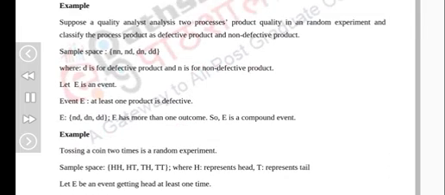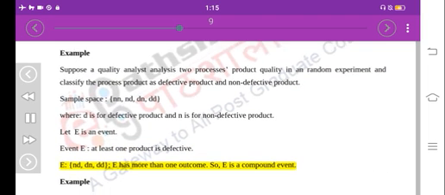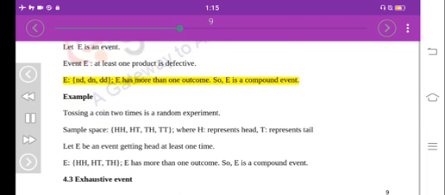Example. Suppose a quality analyst analyzes 2 processed products' quality in a random experiment and classifies the processed product as defective product and non-defective product. Sample space: NN, ND, DN, DD, where D is for defective product and N is for non-defective product. Let E be an event. Event E: at least one product is defective. E is ND, DN, DD. E has more than one outcome. So, E is a compound event.